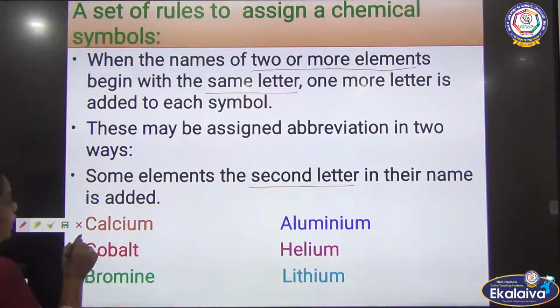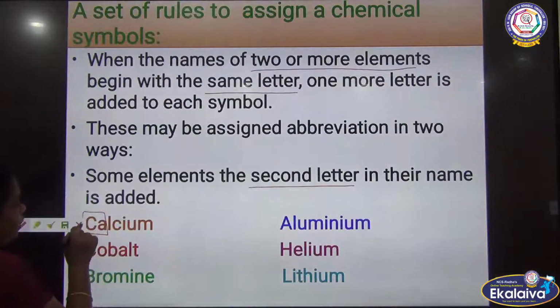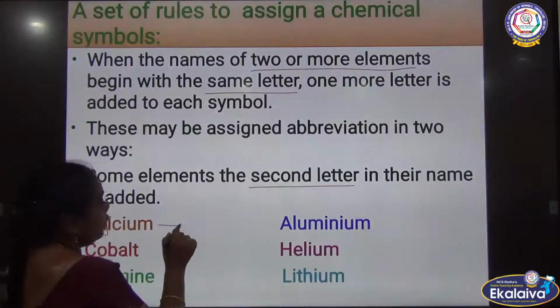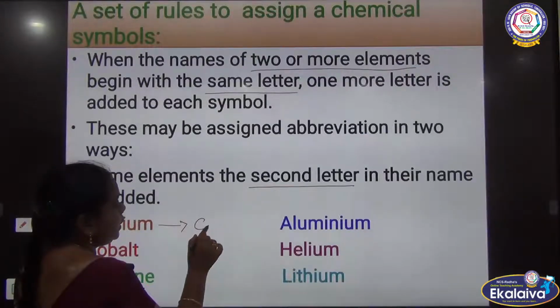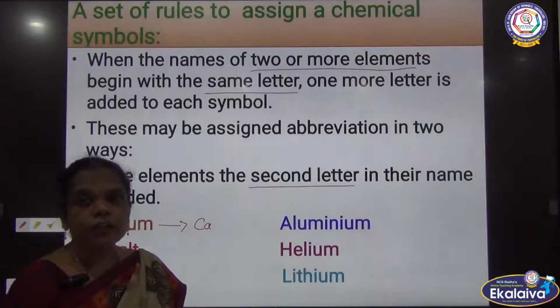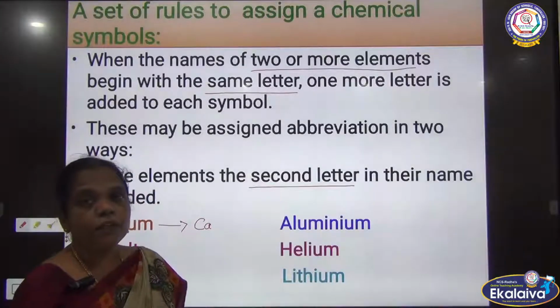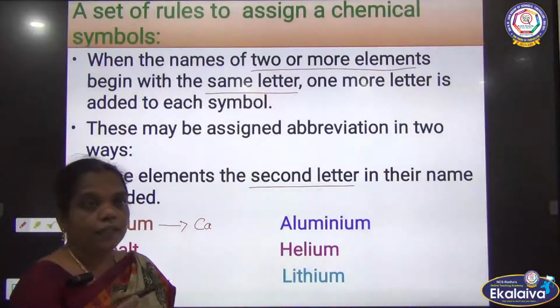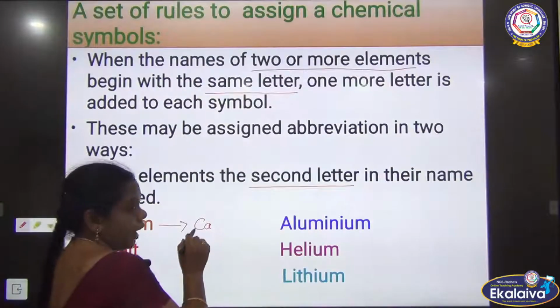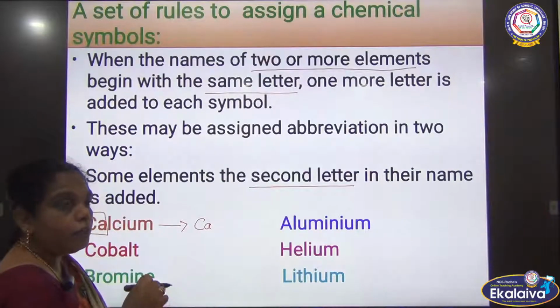So what are the two letters? The first letter is C and the second letter is A. And now tell me, what is the symbol for calcium? Ca. How to represent this? The first letter should be in capital and the second letter should be in small case.